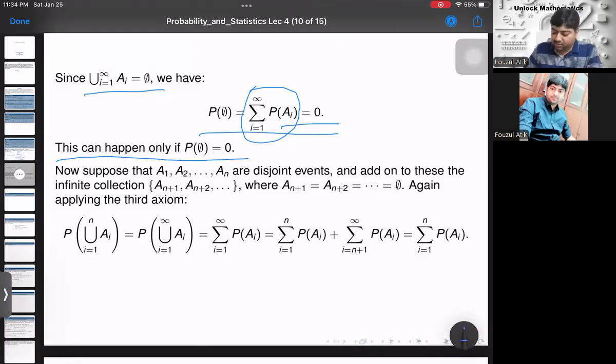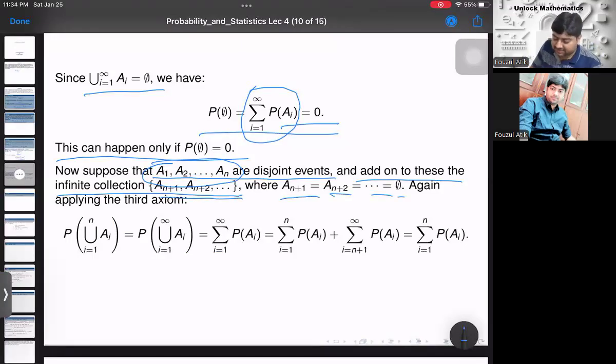Okay. Now you take A1, A2, up to An as any disjoint events. So a few of them may be null events, or they may not be; some arbitrary disjoint events. And to these events, we add on the infinite collection A(n+1), A(n+2), up to infinity. So in this collection, we are adding a few more infinite number of null events. All of them are null events.